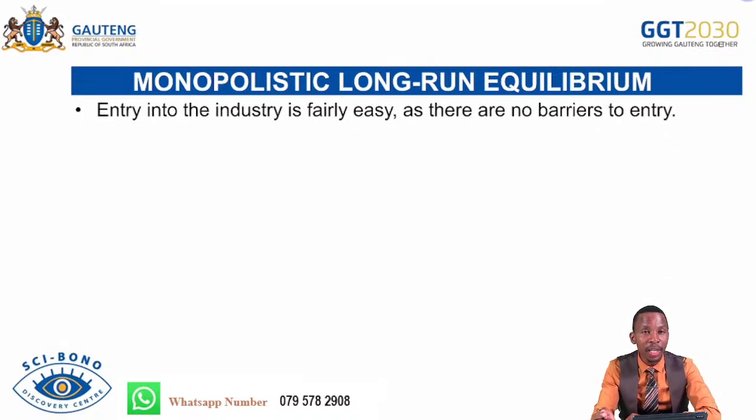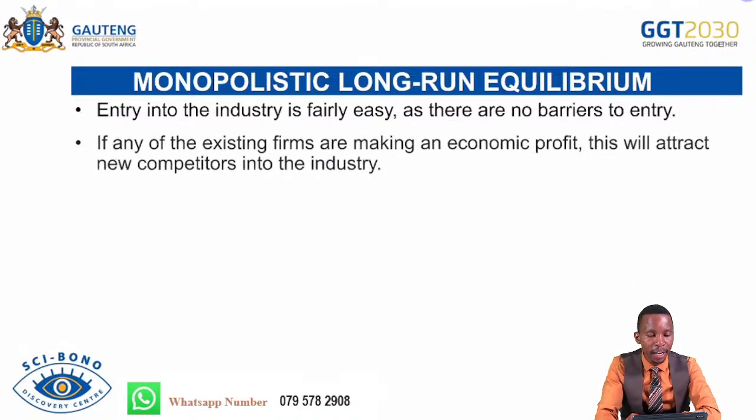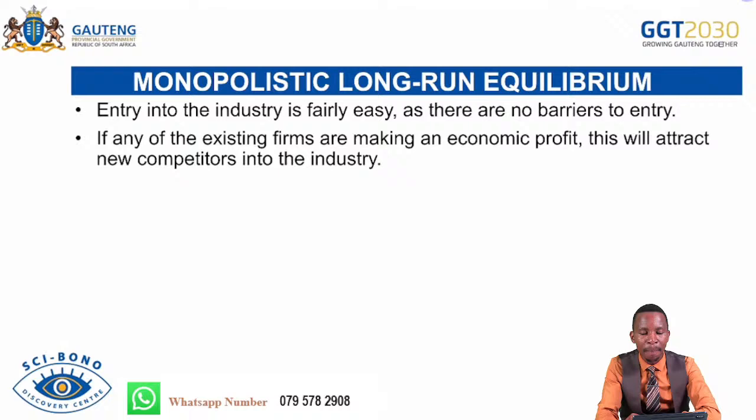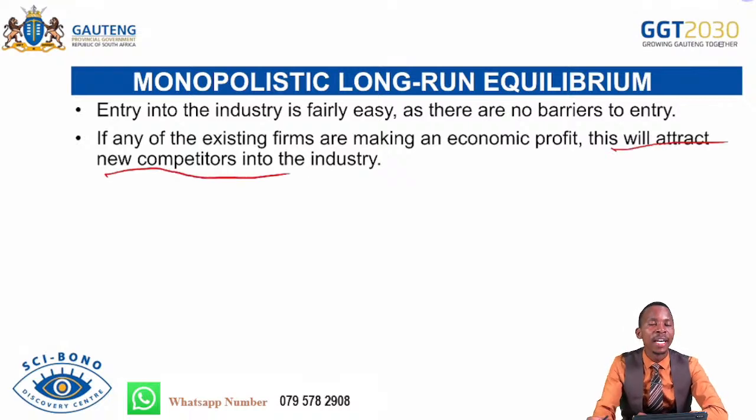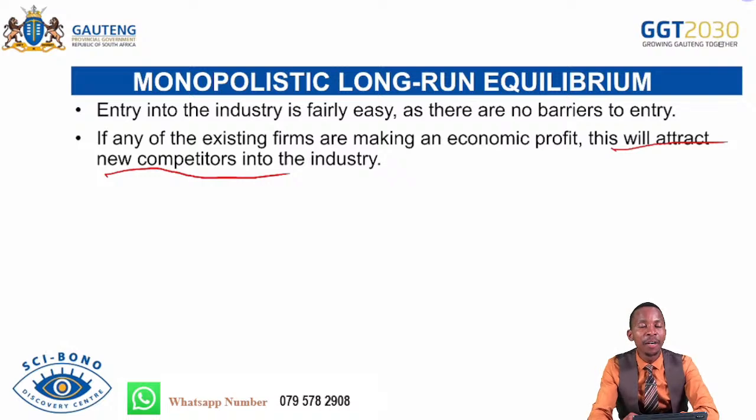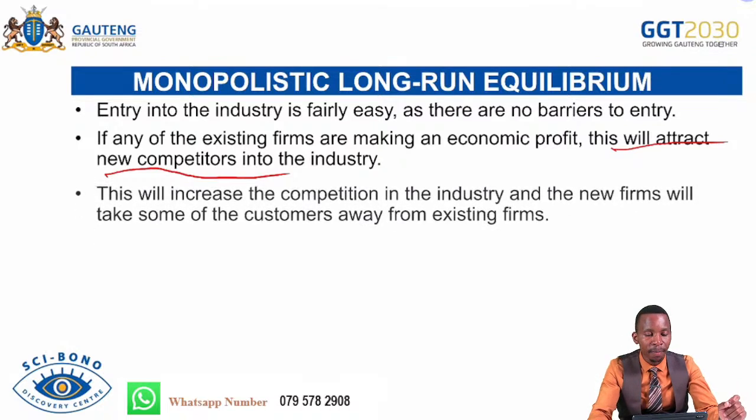Entry into the industry is fairly easy as there are no barriers to entry. So firms are free to enter the market while others are free to leave the market. And then if any existing firms are making an economic profit, this will attract new competitors to enter the market or the industry. So if there is economic profit enjoyed within the market, new firms will always be attracted to enter the market and compete in the long run.